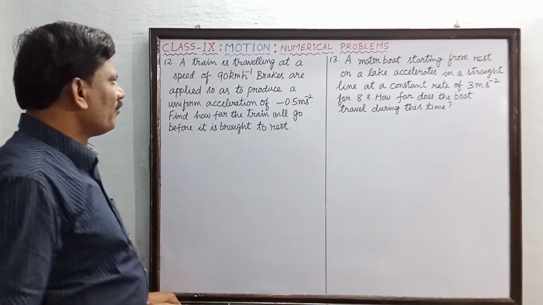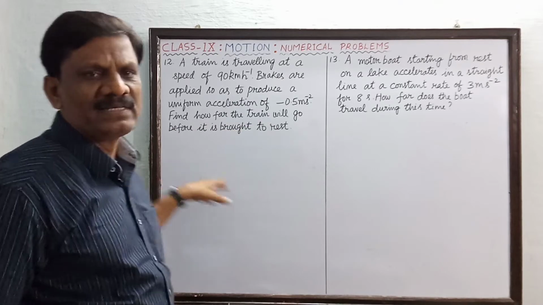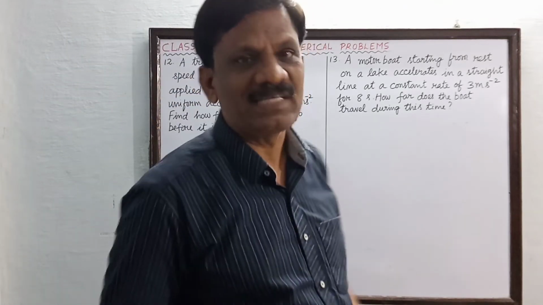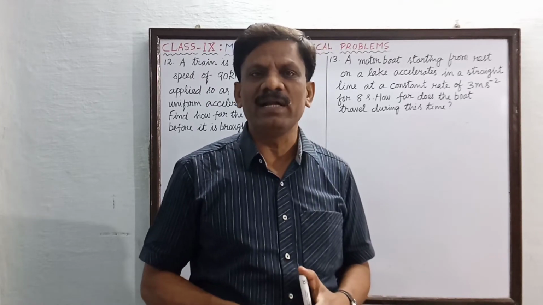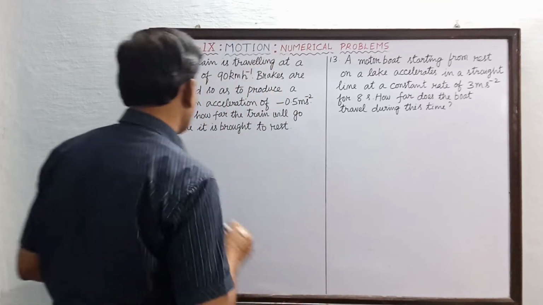Okay, so for that we are going to determine how far the train will go, means the distance traveled. The time taken is not at all given. Understand? So carefully we will have to handle the three equations of motion. So first we will write the given quantities.